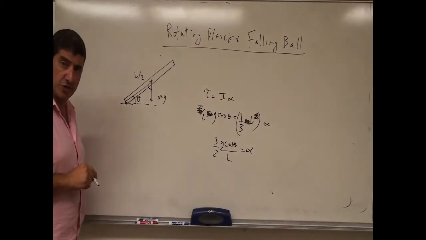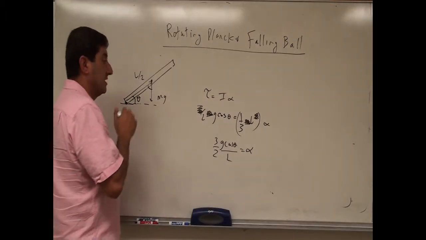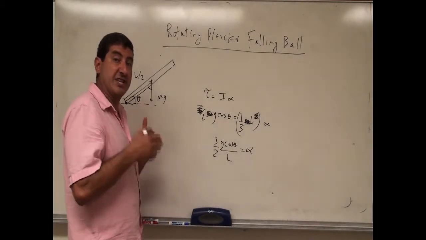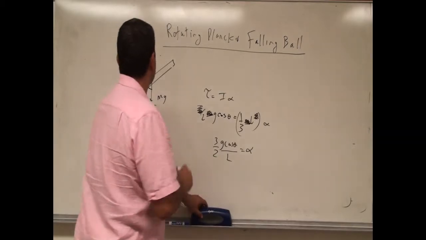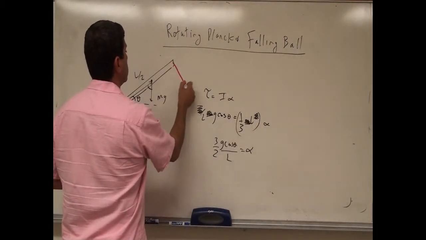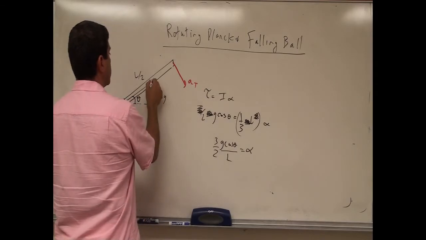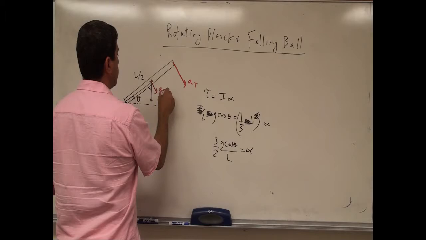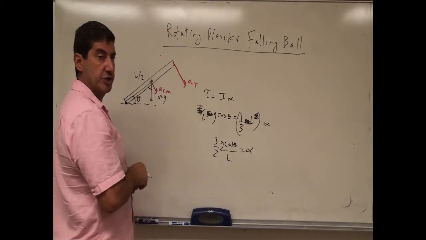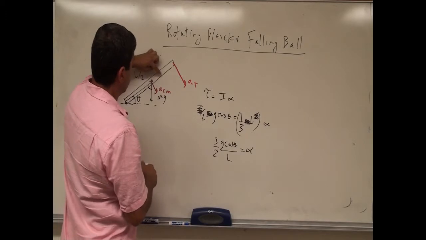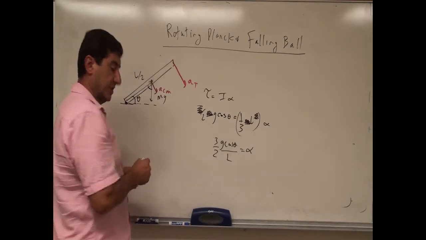Okay, so the next thing that we're going to argue is that different points along the plank are going to have a different tangential acceleration, right? The tangential acceleration of the end is going to be the largest. The tangential acceleration of the center of mass is going to be half of the tangential acceleration at the end. So the further away you go from the pivot point, the larger the tangential acceleration, right?